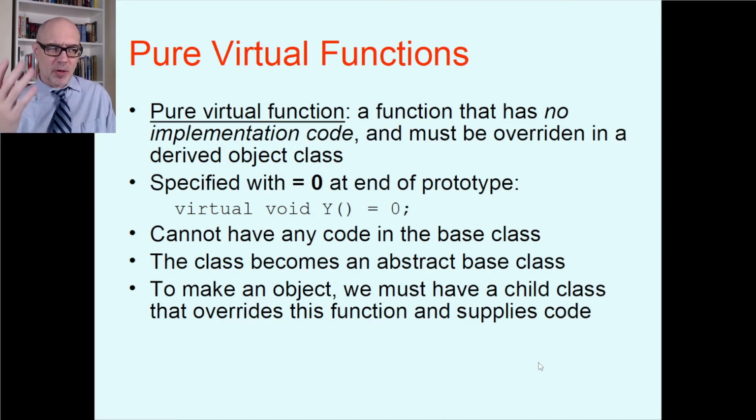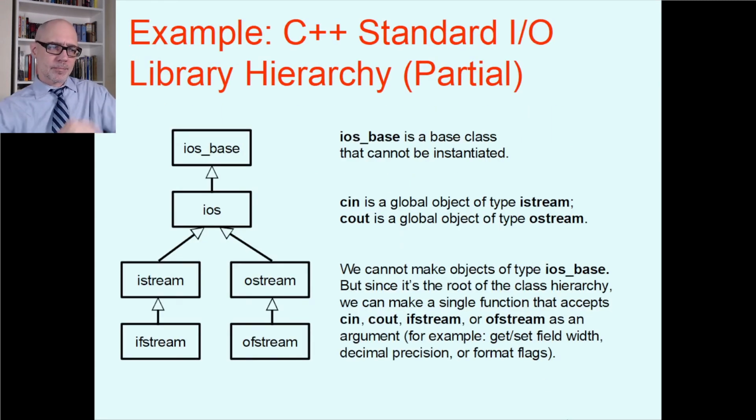Let me give you an example of at least one important situation where you've got a parent class that you cannot instantiate. The C++ standard library uses this concept quite a bit. It uses inheritance, a class hierarchy, polymorphism, and abstract base classes that you can't instantiate. This is actually built into the input-output functions that you've been using all along in C++, and you didn't even know it. This is how the C++ standard library is set up.